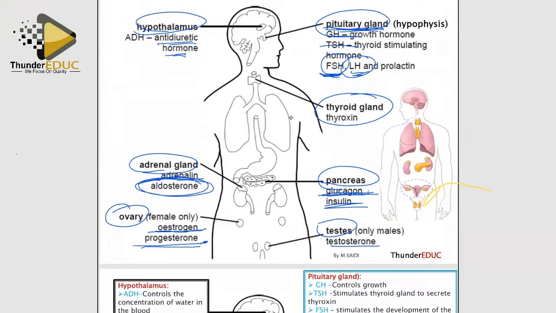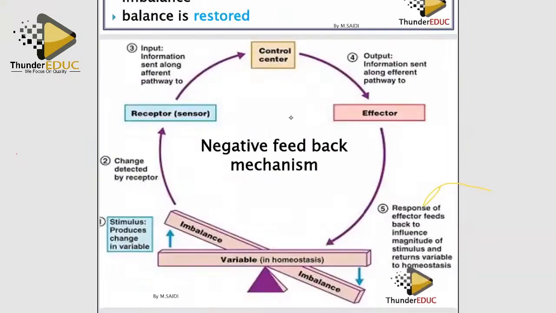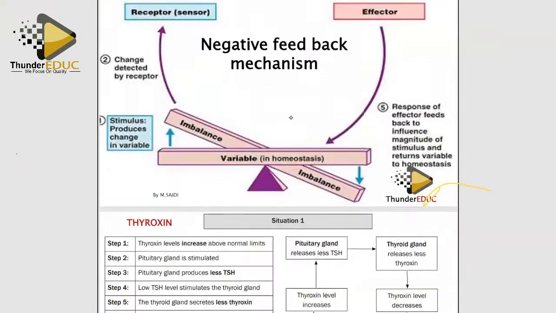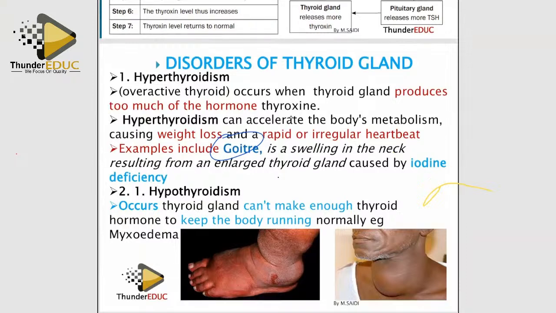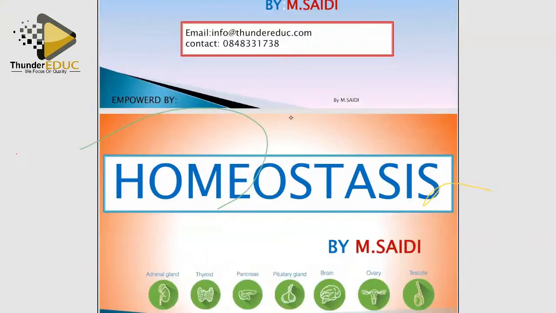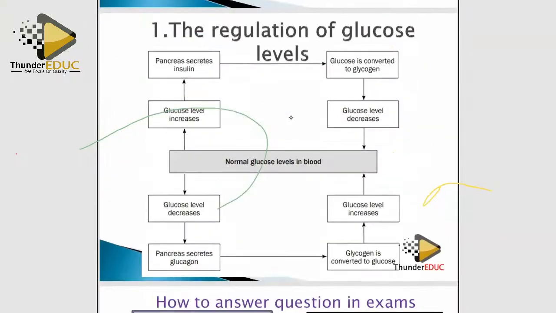And what if you don't have it in the body, what are the consequences? And then how do they work in the negative feedback mechanism? I'm just doing what we're going to cover in the next class. If you don't have this, you're going to suffer from goiter. If you have too much of it, it's hyperthyroidism. If you have less, it's hypothyroidism.